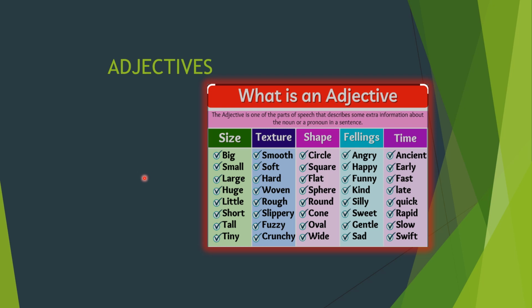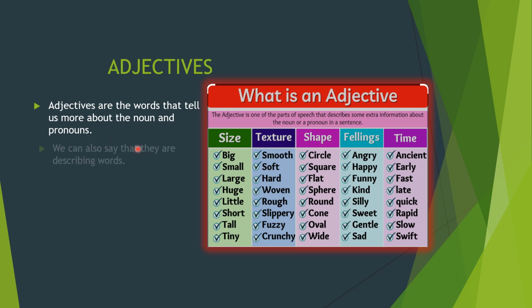So that was pronoun. Let's talk about the other part of speech, which is adjectives. Now, what are adjectives? These can be called describing words. Adjectives are the words that tell us more about the noun and pronouns, or we can say that these are also known as describing words. Now, why describing words? Because they describe nouns and pronouns. So here are some examples.